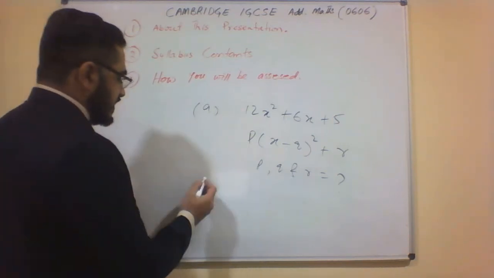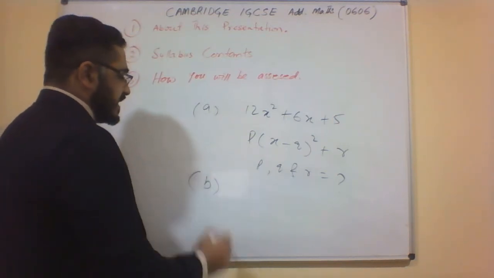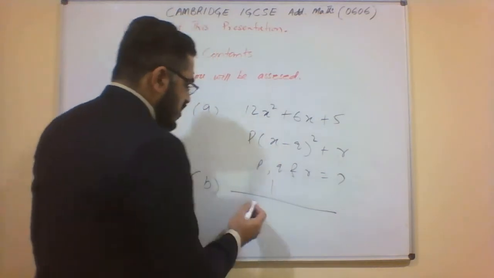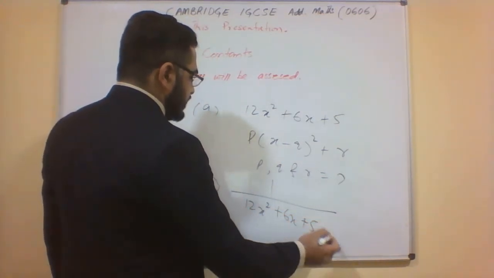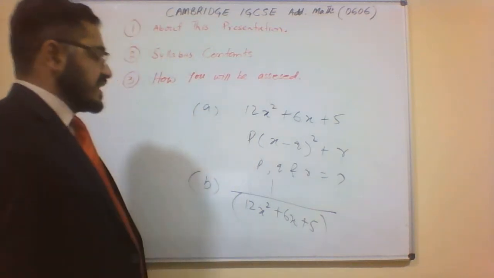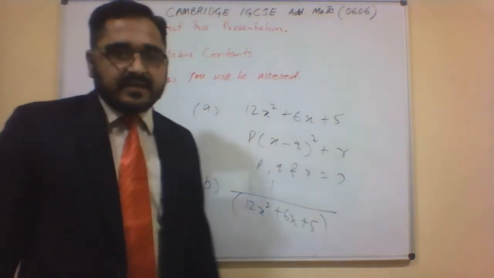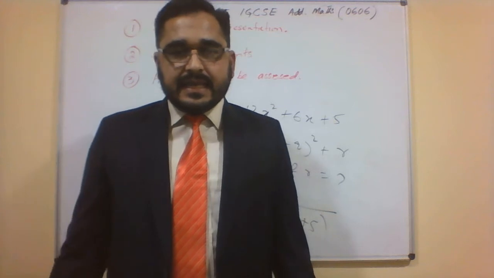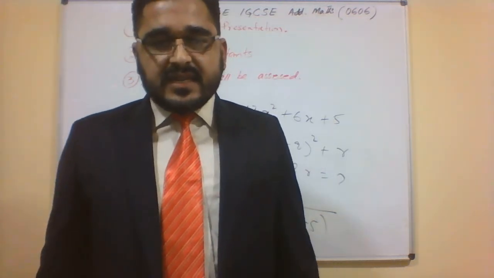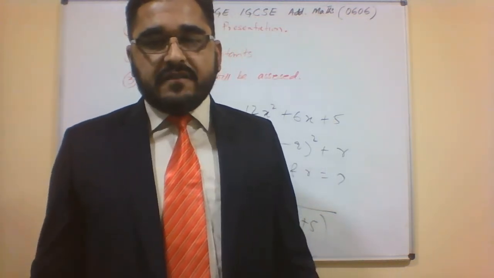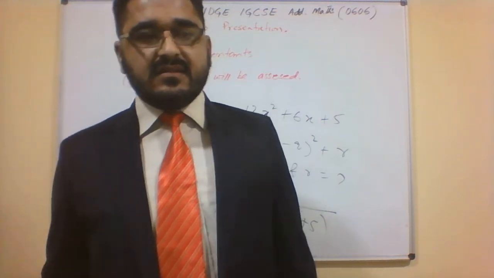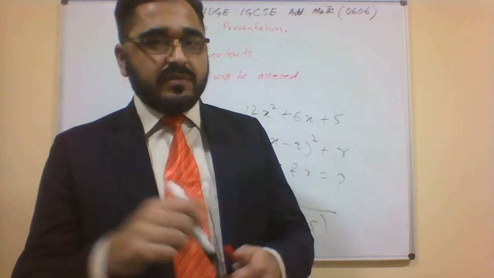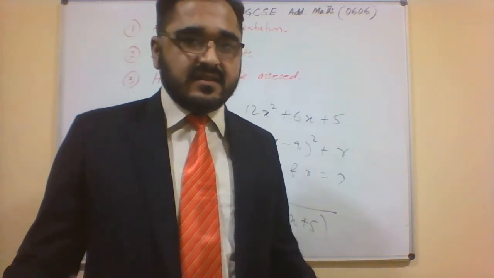Suppose in the next part, part B, he says 1 over 12x² + 6x + 5. This type of question can be given, and he can ask you to state the value of x at which this occurs. He can also ask about the domain and range.